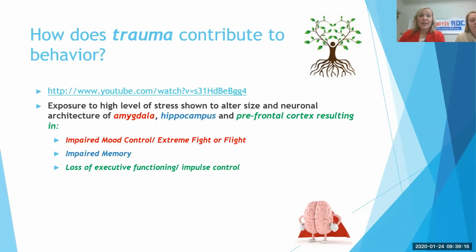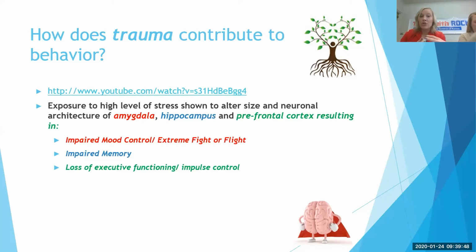which can then really impact behavior, right? We know that exposure to a high level of stress actually alters the brain, and alters the size of different parts of our brain that have a lot to do with important functions that affect our behavior significantly. So we know that significant stress affects the amygdala, the hippocampus, and the prefrontal cortex. And the amygdala plays a huge role in mood control, impulse control, and that fight or flight response, right?